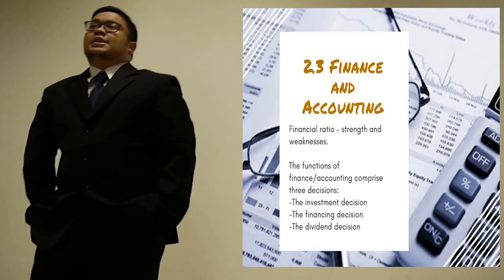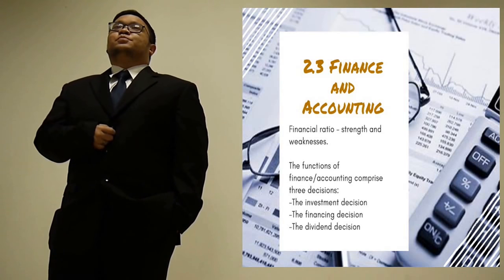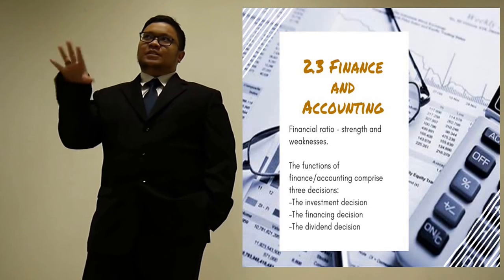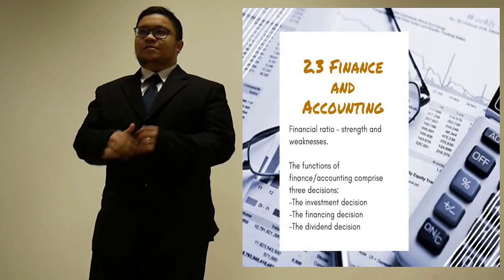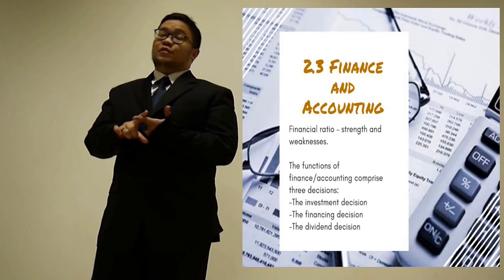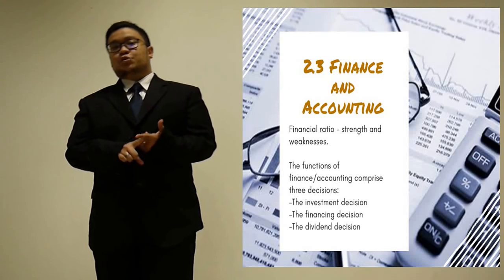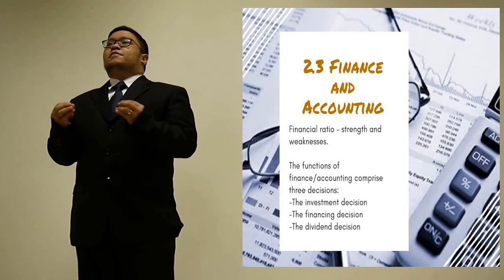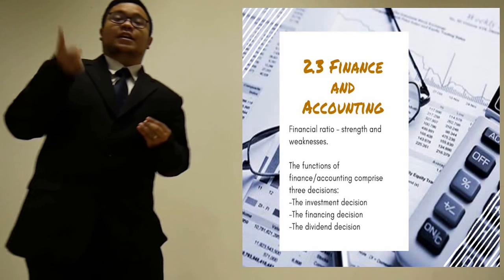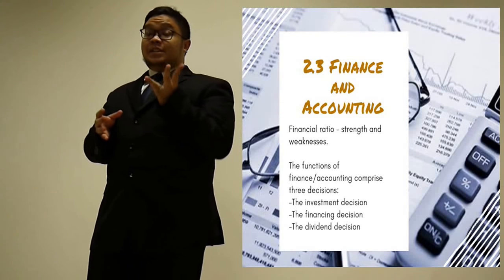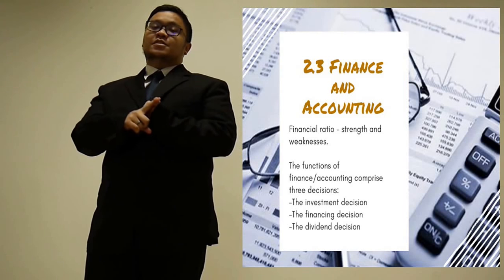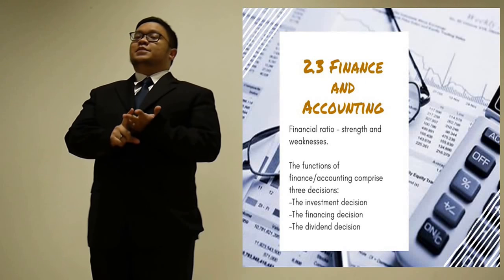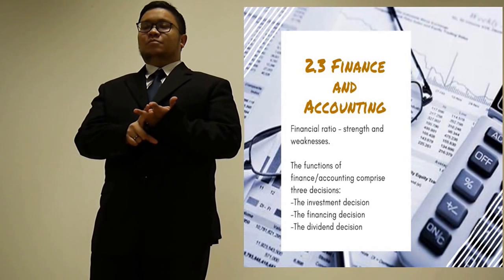Financing and accounting functions. In our textbook we learn about financial ratios, but we do not go into detail. The function of financial ratios is to calculate the strength and the weakness of a firm. The next one is the function of financing and accounting, which comprises 3 decisions. The first one is the investment decision. The next one is the financing decision, and the last one is the dividend decision.